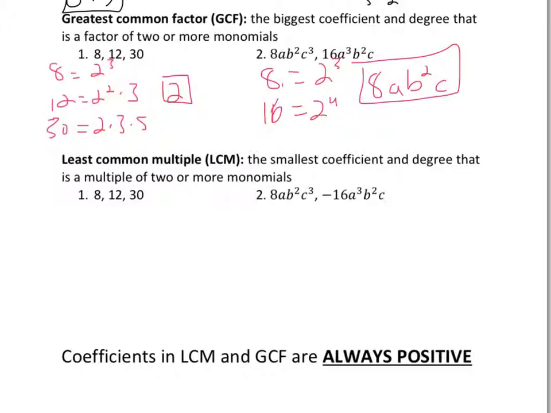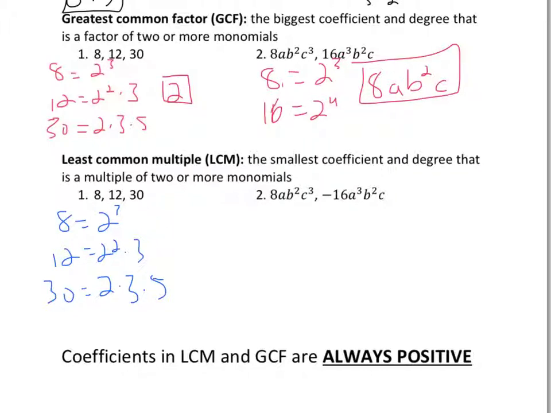Now, to do the least common multiple, we use the smallest coefficient that's a multiple of each of them, and the biggest degree of each variable. So kind of thinking backwards, you want to pick out the biggest degree. Let's start with 8, 12, and 30. Once again, you need the prime factorization: 2 to the third, 2 squared times 3, and 2 times 3 times 5.